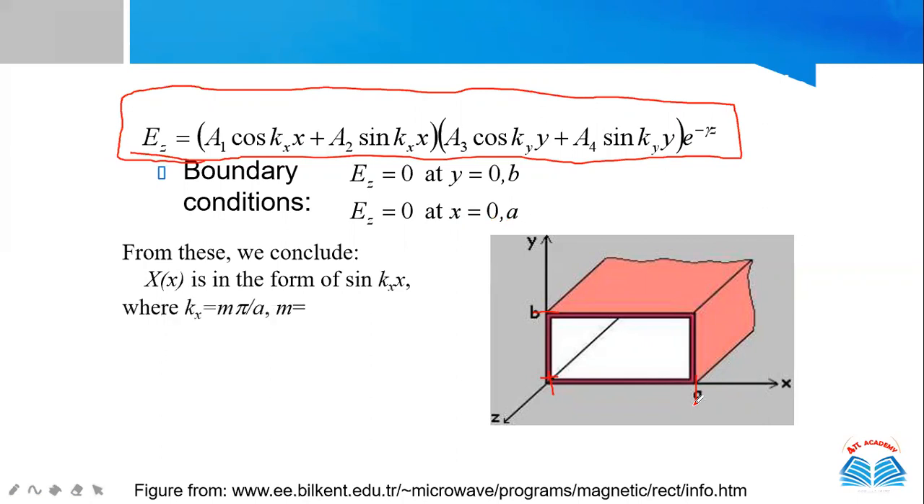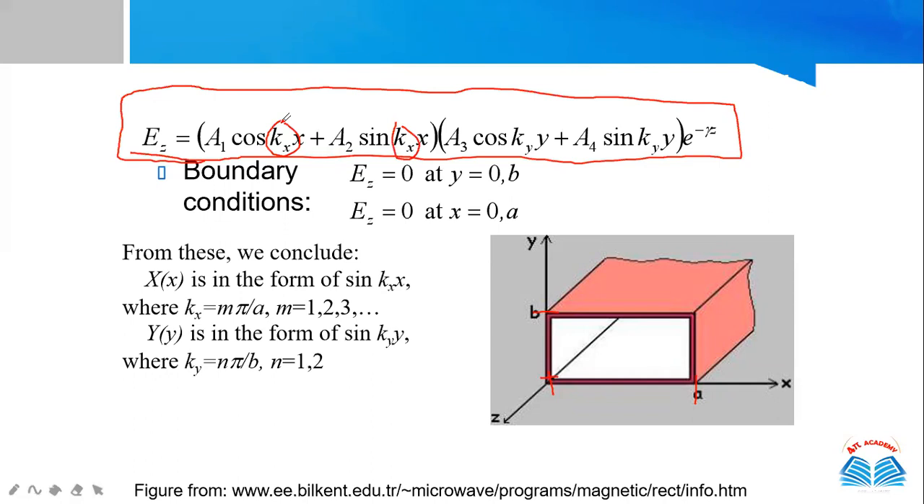Like we are getting kx equals m pi upon a, where m equals 1, 2, 3 and so on. So this value of kx we can get from the first boundary condition. And next one we will get for Y(y), which is sin ky y, where ky will be n pi over b, where n is also 1, 2, 3 and so on. So we are also getting the values of ky.